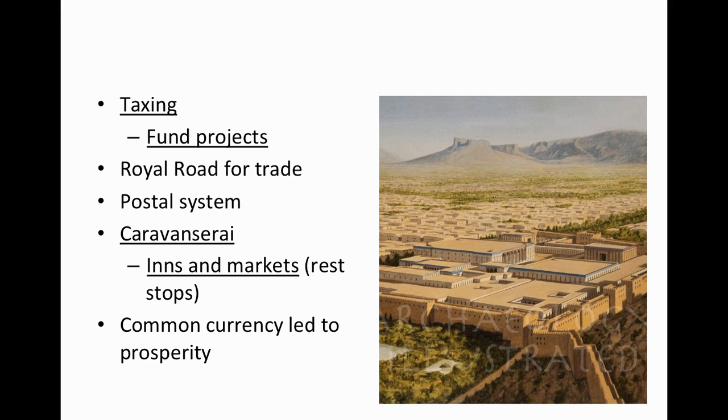Taxing was very common to fund projects like the Royal Road and the postal system. It's also along this road that you had the caravanserai.